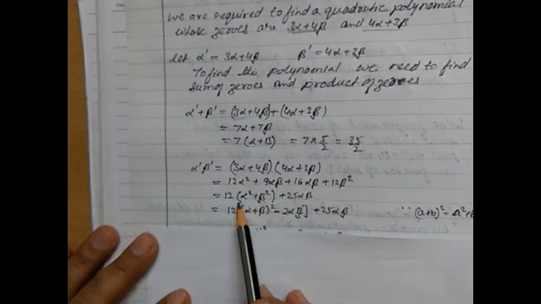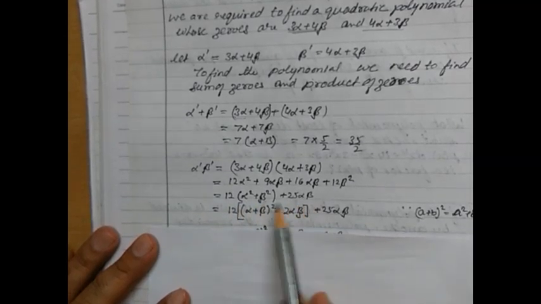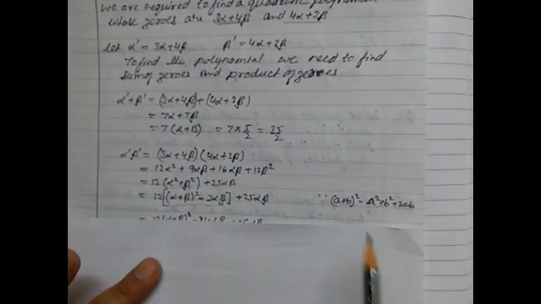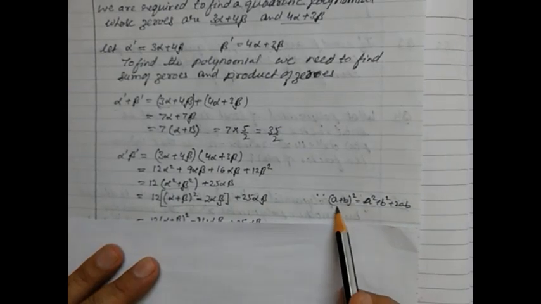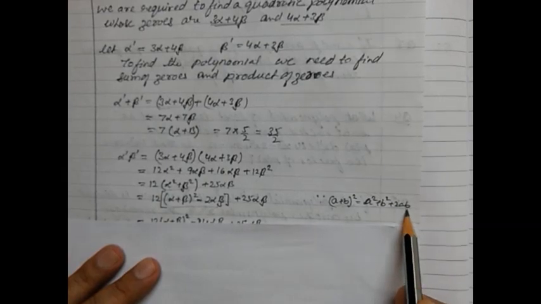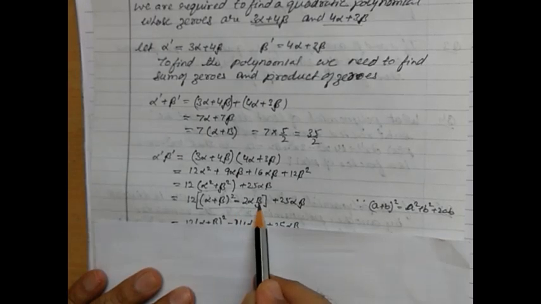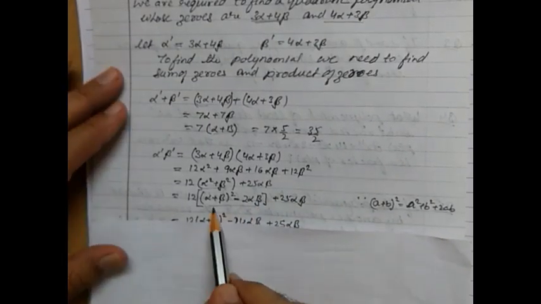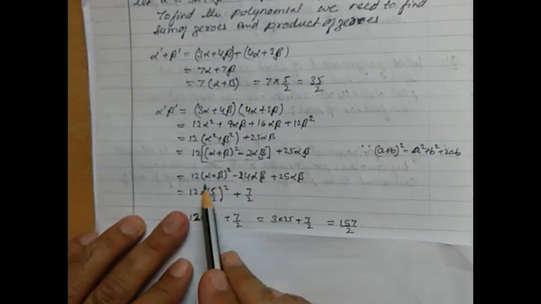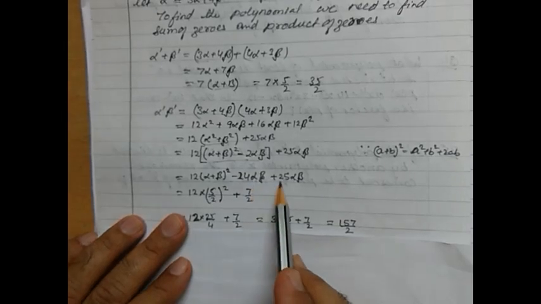And here we are getting 12 times alpha square plus beta square plus 25 alpha beta. So this can be written in this form, as we know in the algebraic form, a plus b whole square is equal to a square plus b square plus 2ab. So I have written here a plus b whole square minus 2ab. Clear? In this form we have written it in terms of alpha and beta. So we get 12 times alpha plus beta whole square minus 24 alpha beta plus 25.